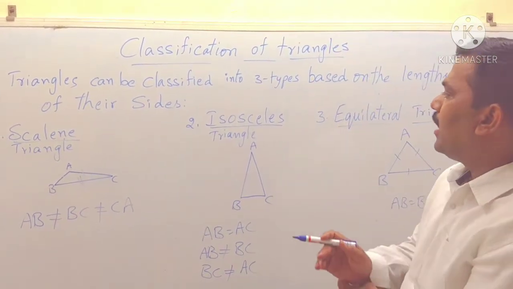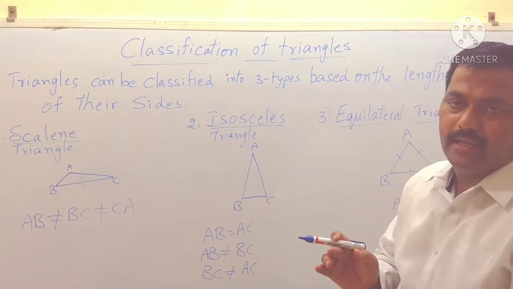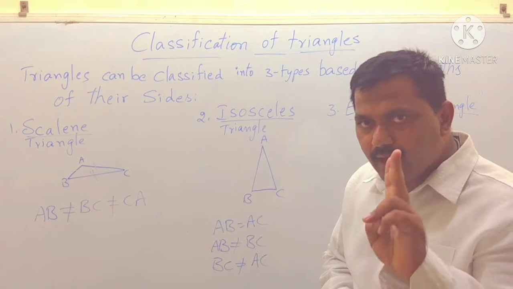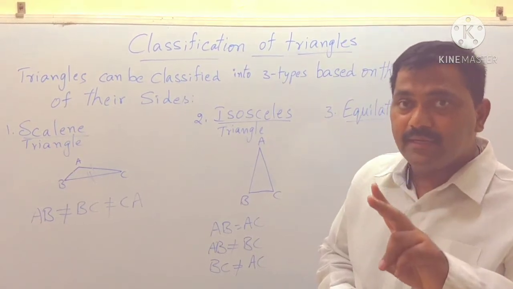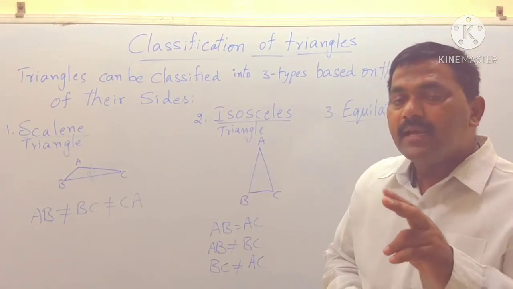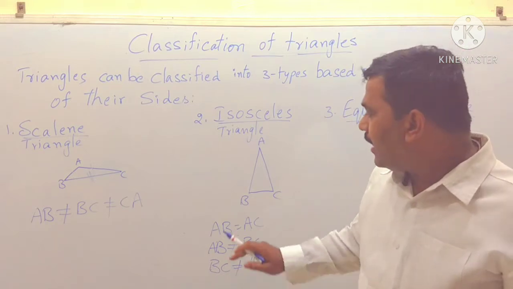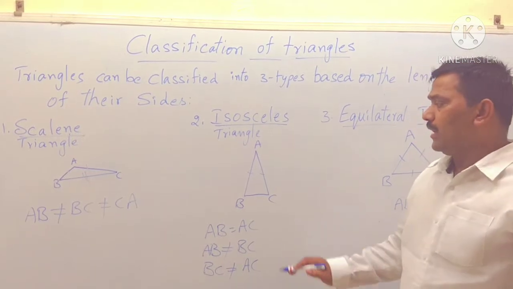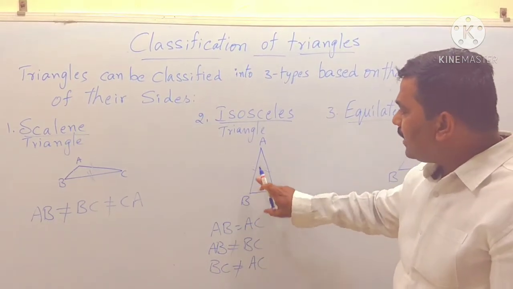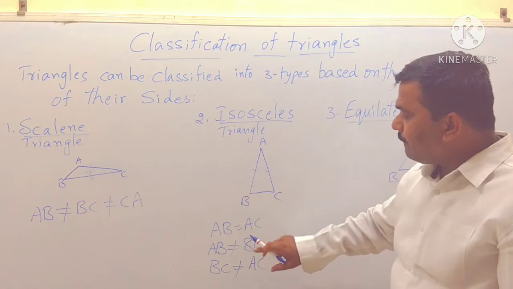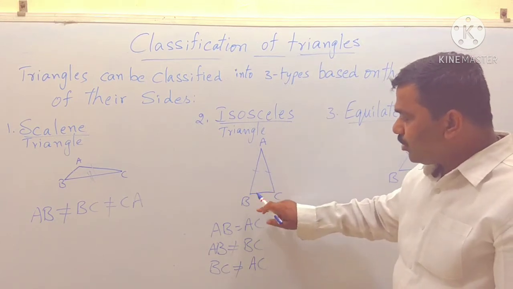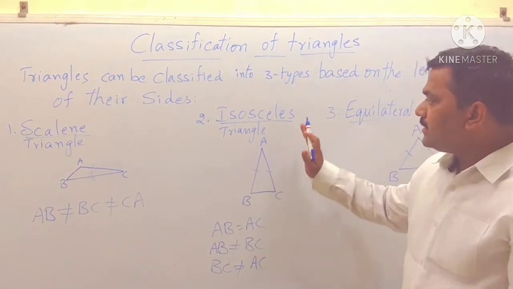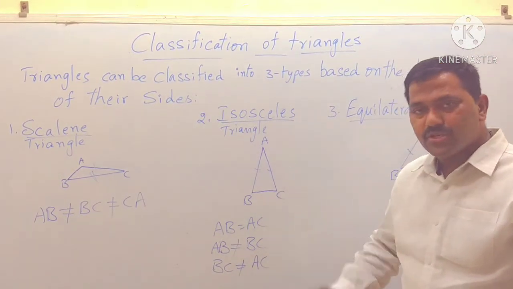Next, coming to the isosceles triangle. In this triangle, only two sides are equal. The remaining third side, its length is different from the lengths of the equal sides. Here in this triangle, AB equal to AC, but AB is not equal to BC, AC is not equal to BC. This is called isosceles triangle.